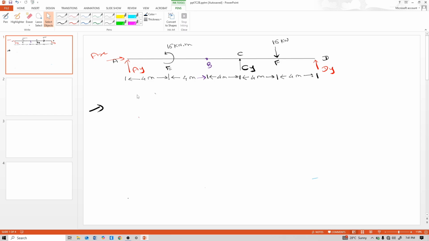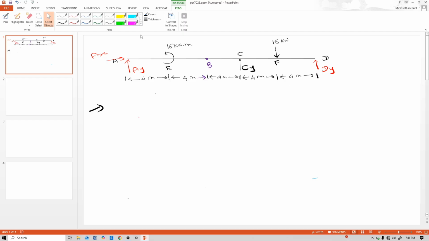At point A there is a hinge support. Hinge support means a vertical AY reaction and a horizontal AX reaction come, these red color reactions. And at point D there is a roller support. Roller support means a vertical DY reaction comes. And at point C there is also one CY reaction. Talking about loading, at point E there is an anti-clockwise 60 kilonewton meter moment, and at point F there is a concentrated point load of 16 kilonewton.